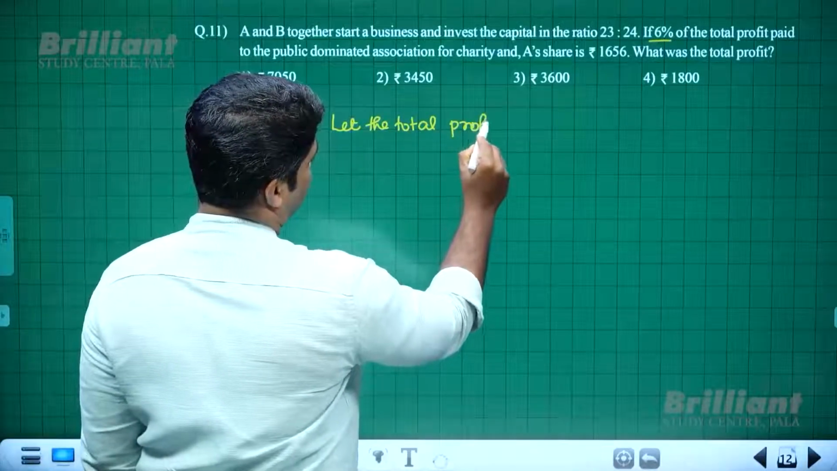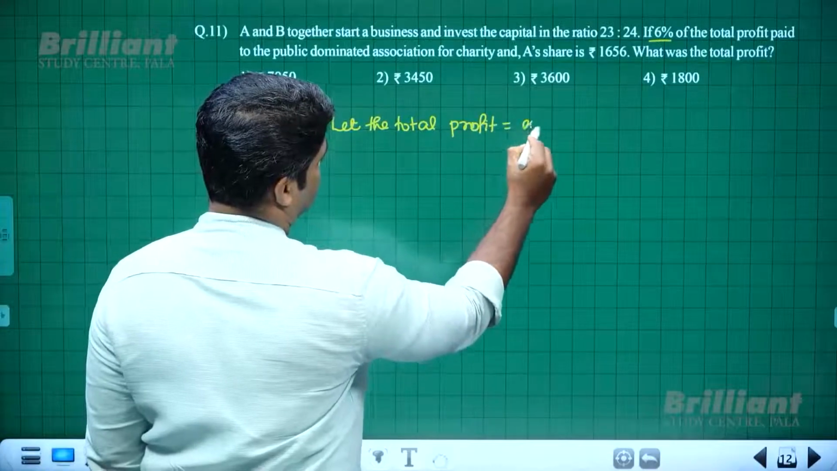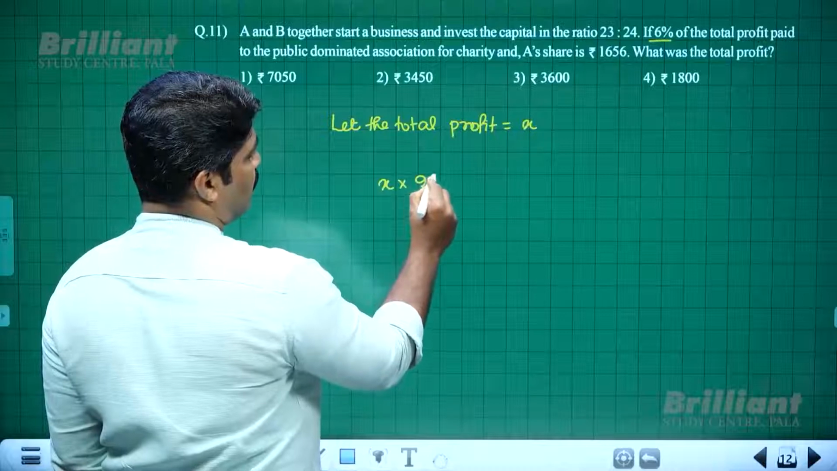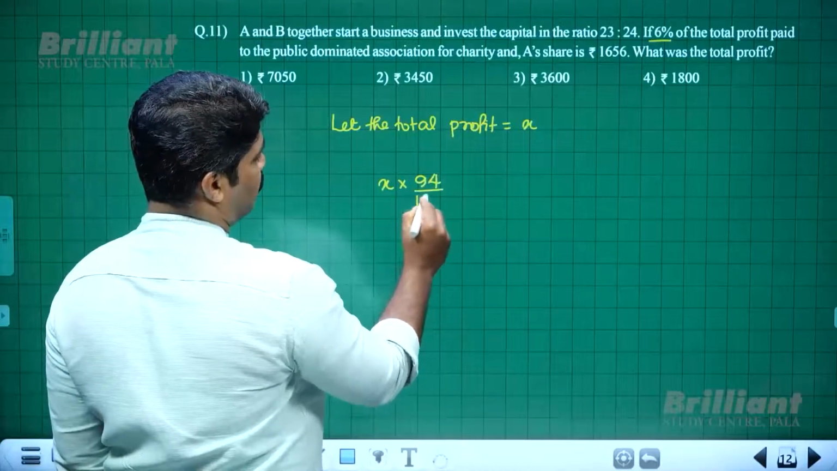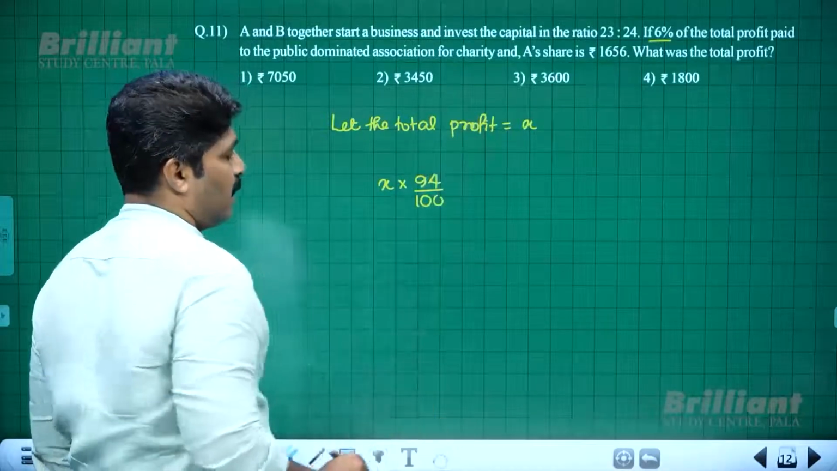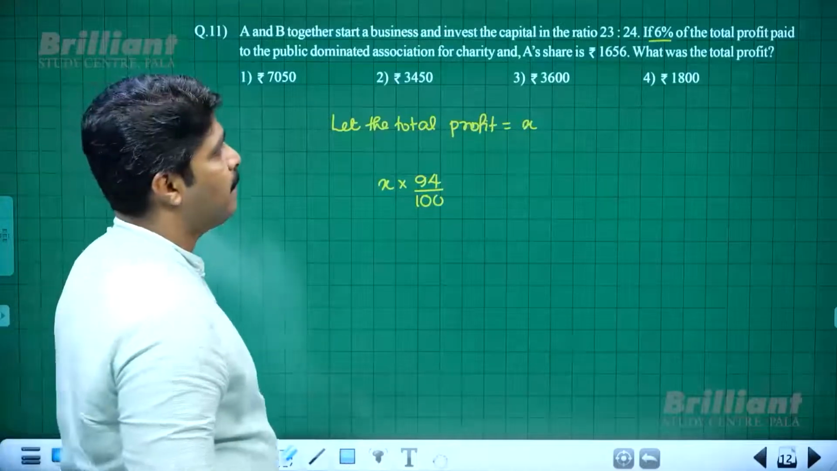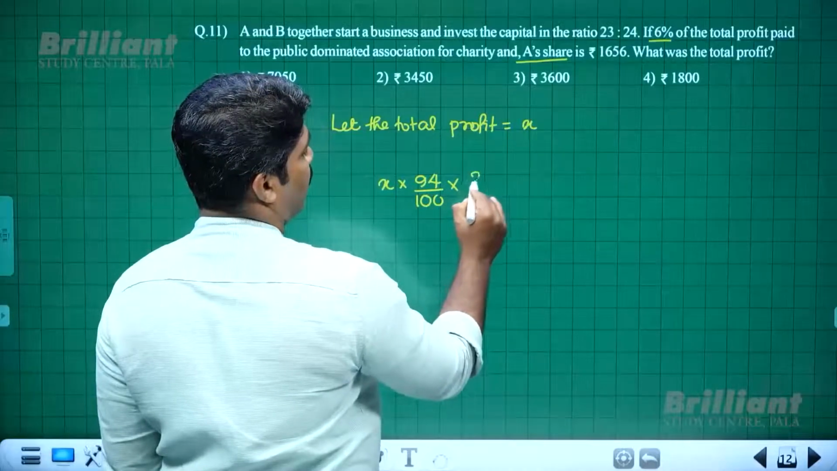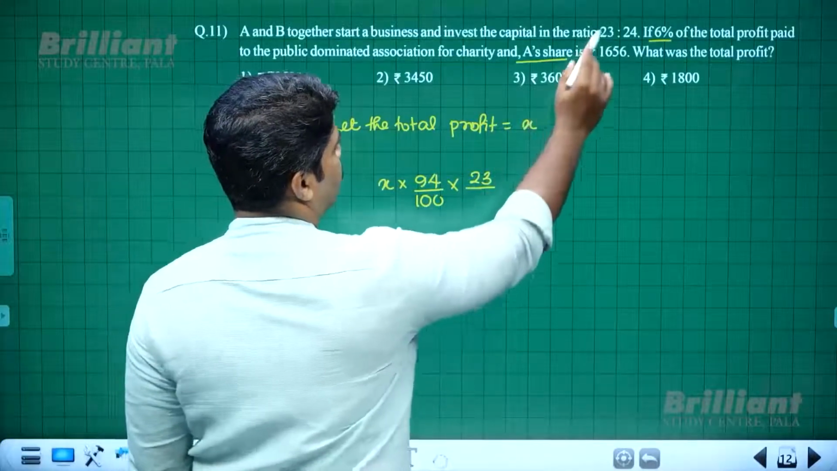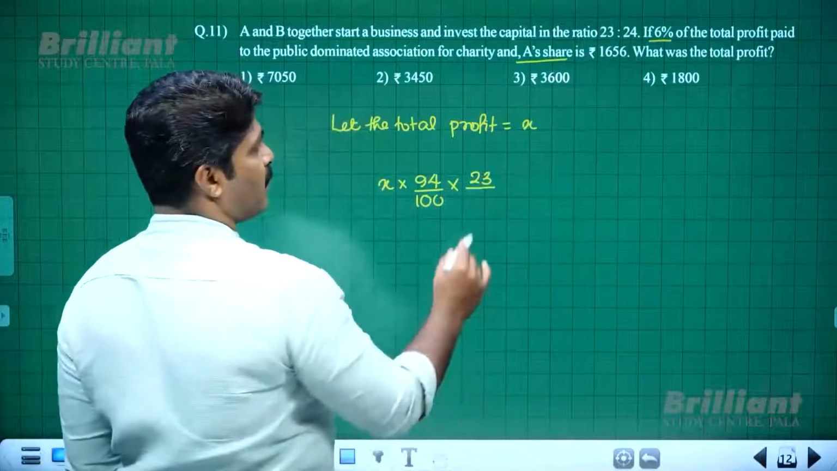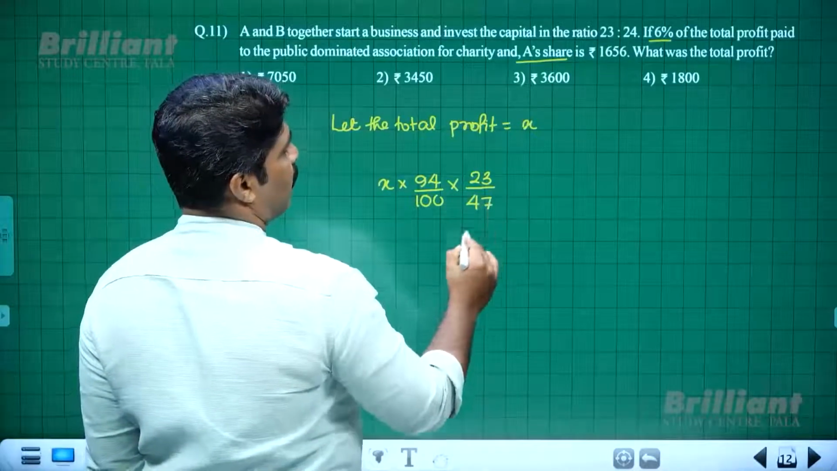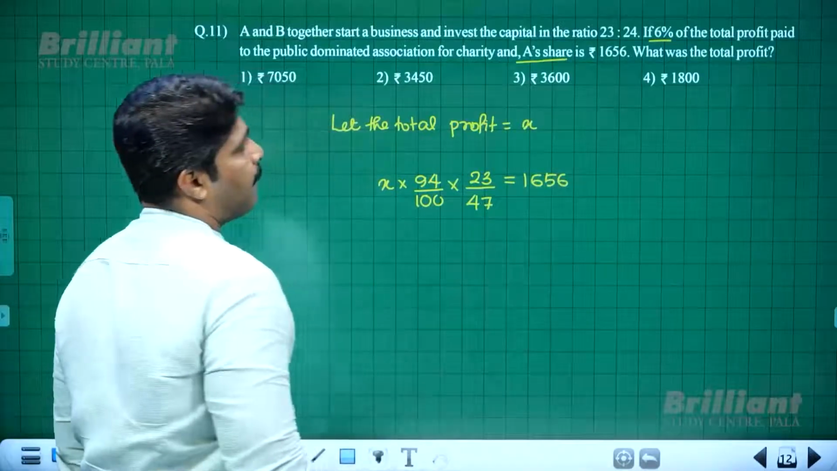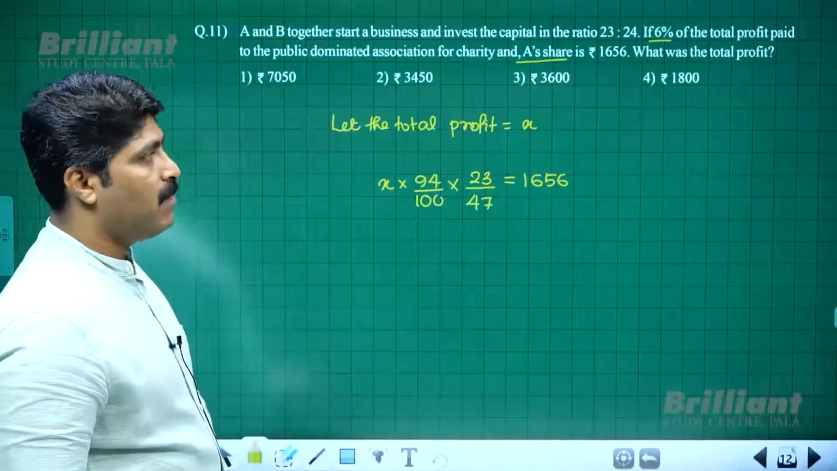be X rupees. Of this X rupees, 6% is distributed for charity. The remaining 94% is there, and the share of A is given. So what is the share of A? That is 23 out of the sum of these two values, 23 plus 24, that's equal to 47. So this is equal to 1,656. Then we have to find out the total profit.